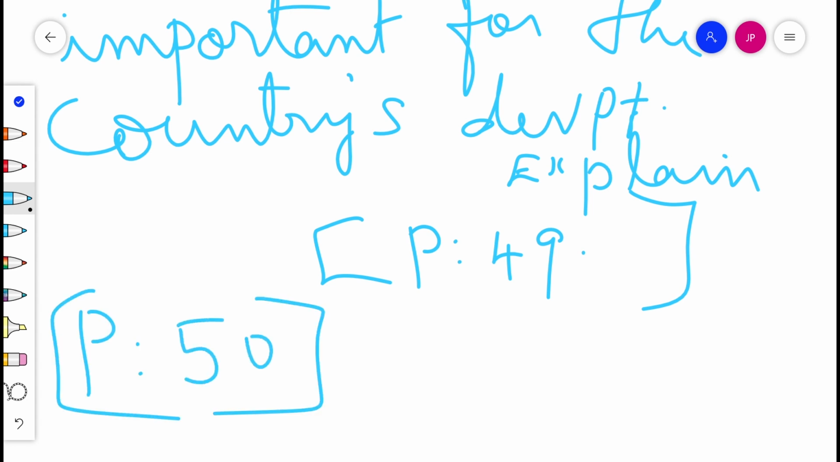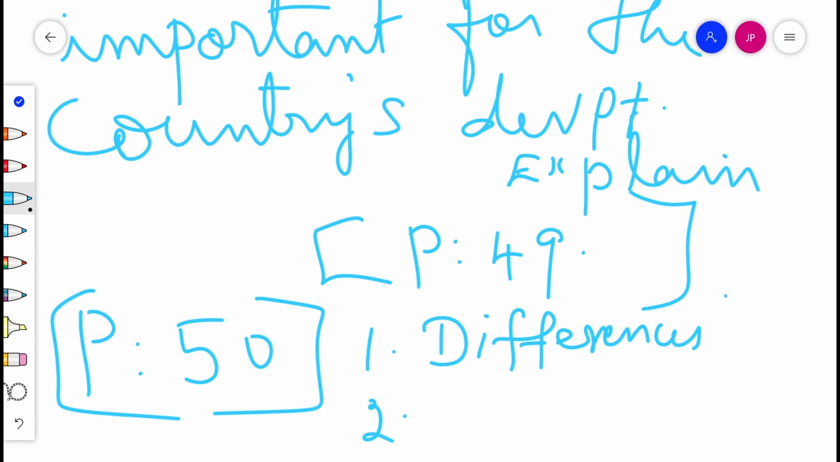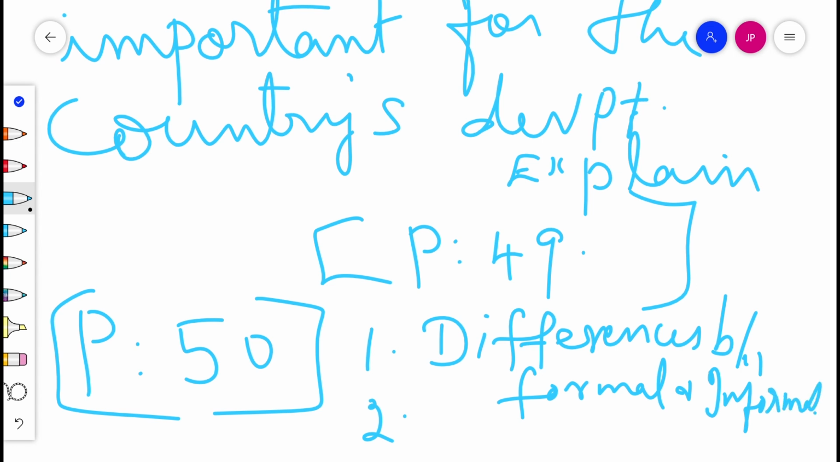Page number 50, questions. What are the differences between formal and informal sources of credit? Why should credit at reasonable rates be available for all? That's the same answer, high cost of borrowing, isn't it? So, questions number 1 and 2, differences between formal and informal. Okay, note down these value points. Formal and informal sector, column wise, you can make the answer perfect. And why should credit at reasonable rates be available for all? That answer also we get from the high cost of borrowing. So please learn these answers thoroughly. Okay, take care.